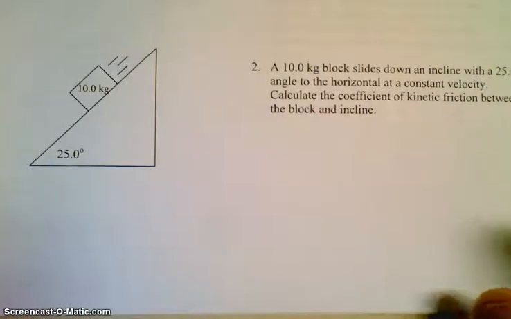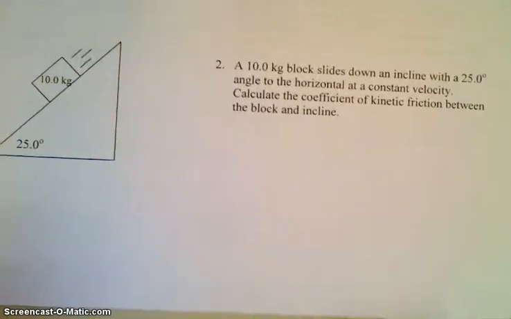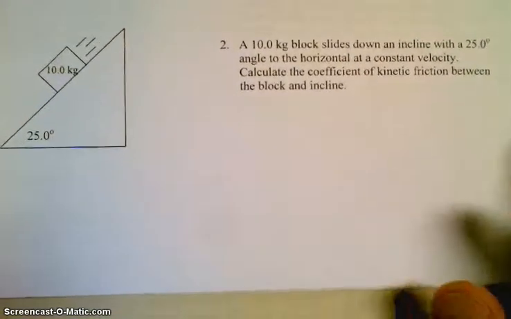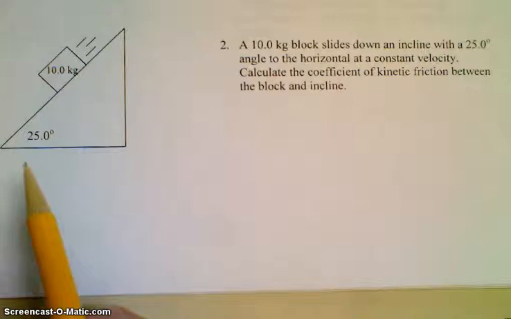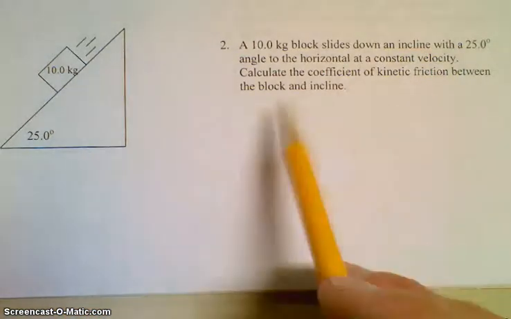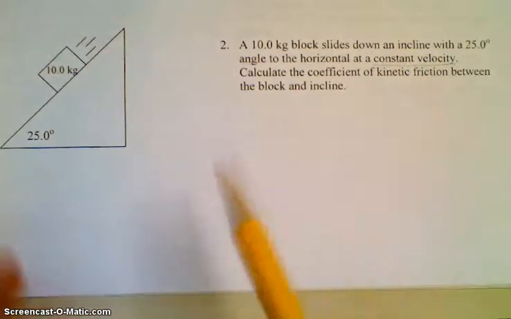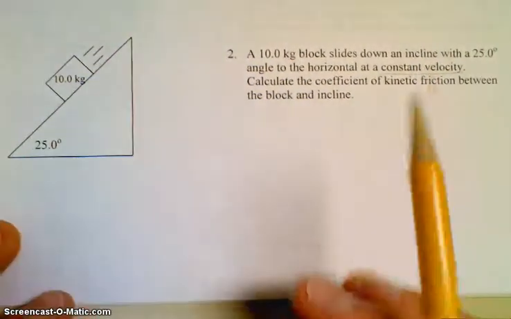Alright, this is part 2 of incline planes. So let's take a look at number 2 in our note sheet here. We have a 10 kilogram block that's sliding down a 25-degree incline, and it wants to know the coefficient of kinetic friction between the block and the incline, and it's sliding at a constant velocity. That's kind of critical when we look at our free body diagram.